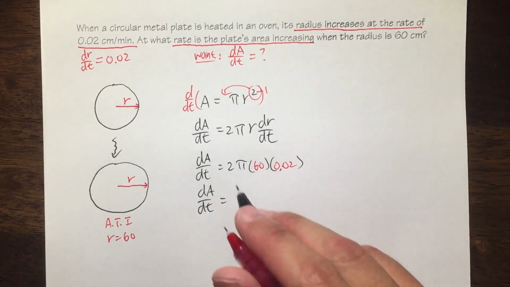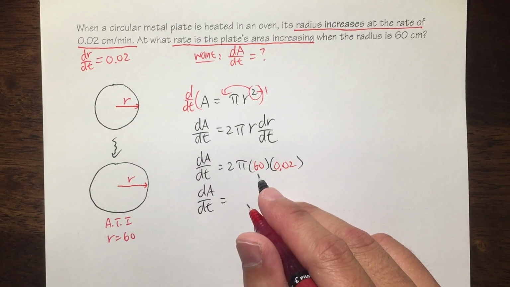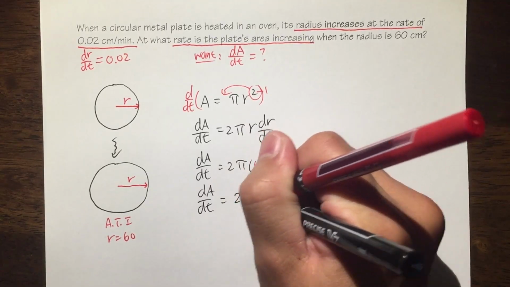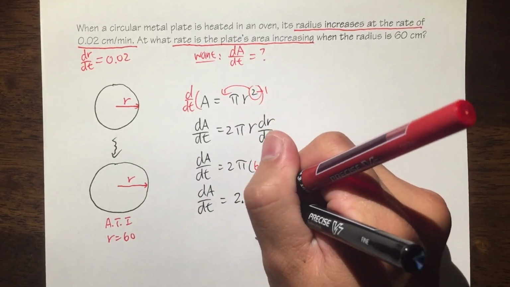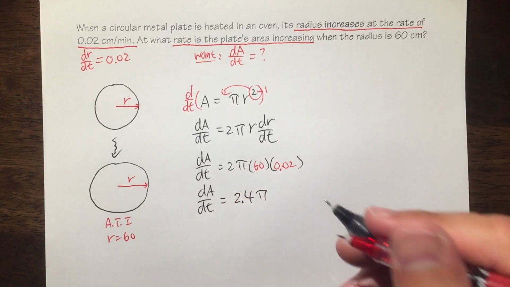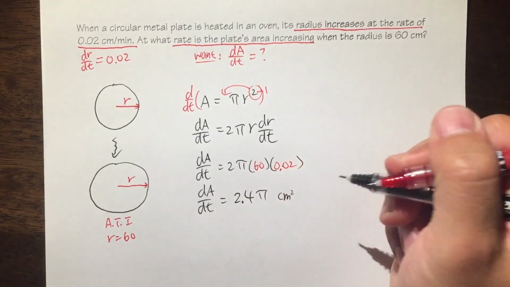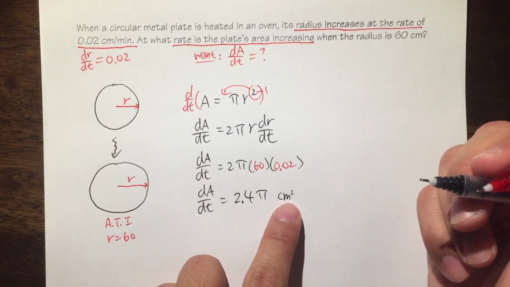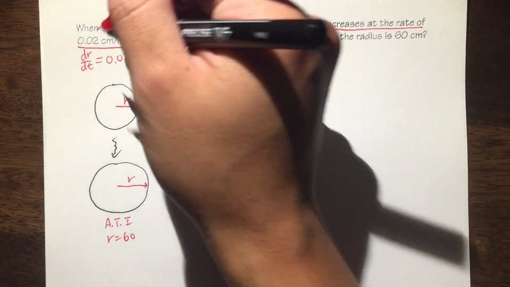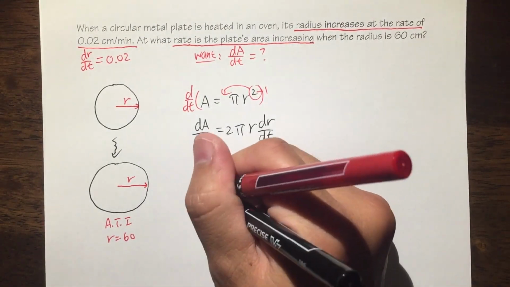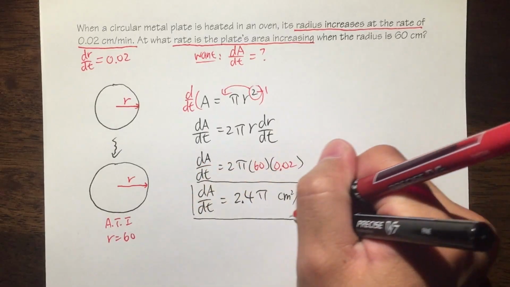I can just multiply 2 and 60, that's 120, and then times 0.02, we get 2.4. And of course, attach the pi. Lastly, dA/dt, the unit for that is cm squared because we are measuring centimeters. So the area has cm squared for the unit. And the time unit is minutes, so we put on per minute. And with this, that's it.